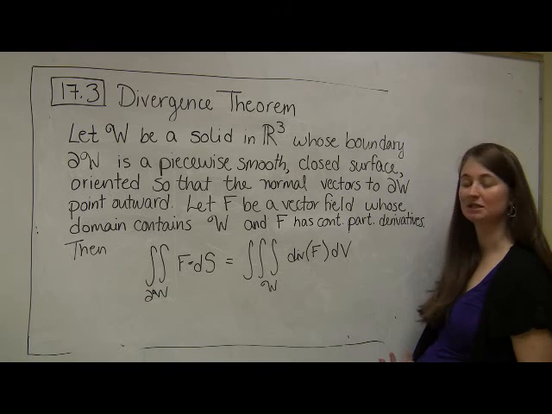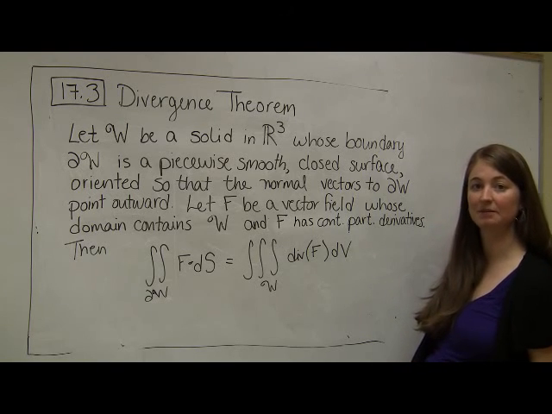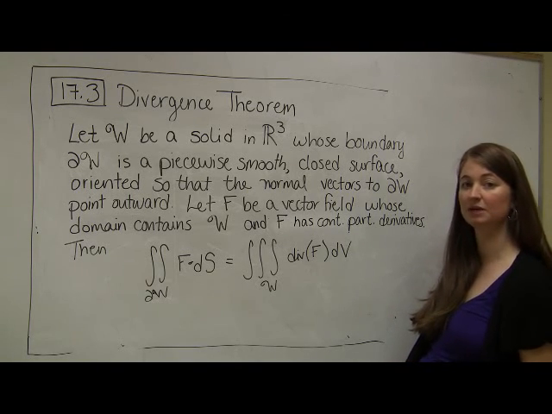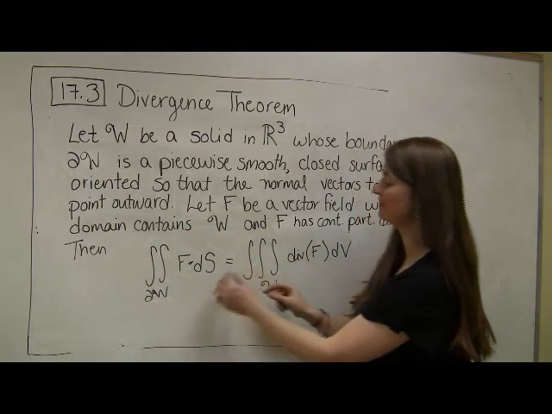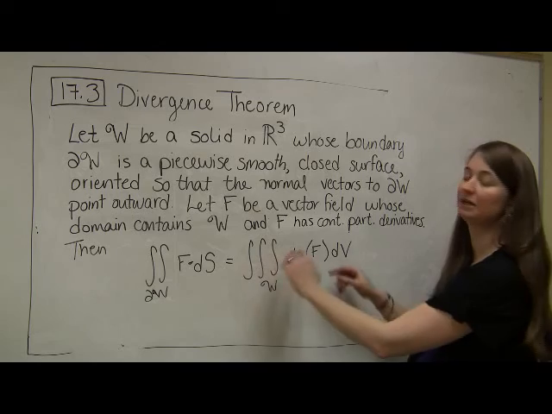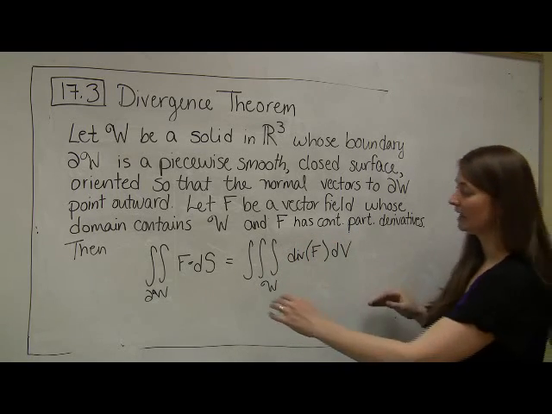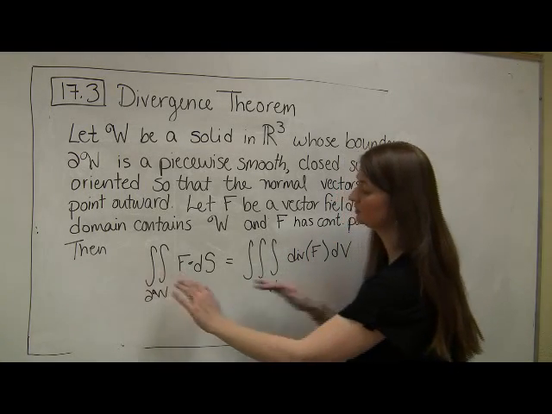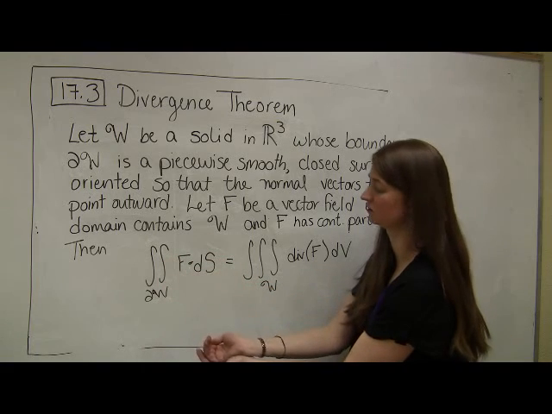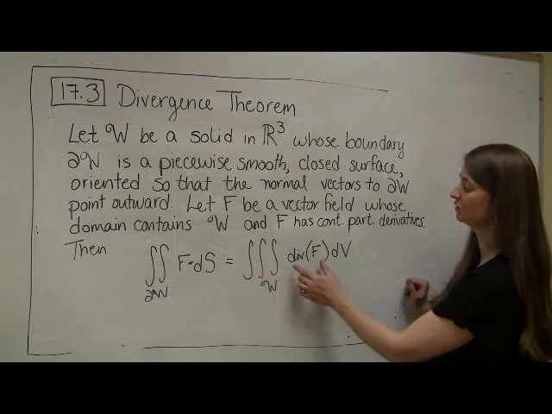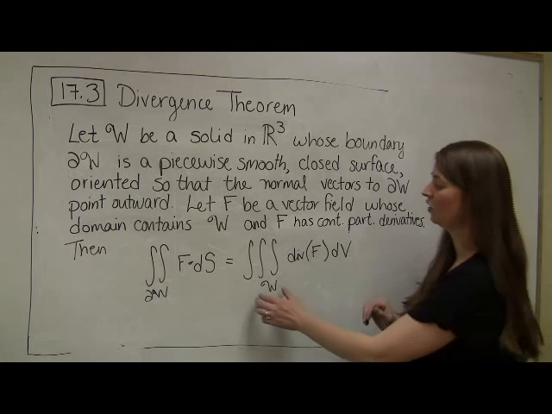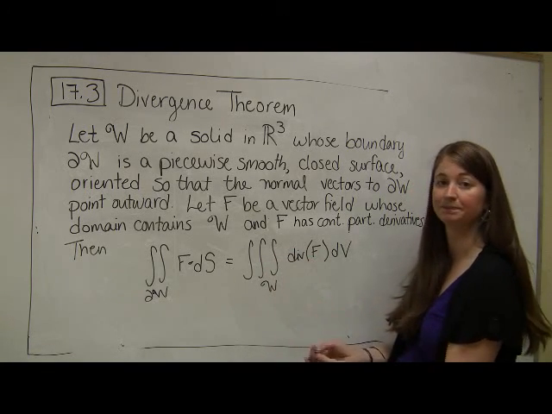So this theorem is very similar to some of the theorems that we saw before, only in the previous theorems we were looking at, we had boundaries that were just lines, and then we were setting them equal to double integrals over surfaces. And now we have a double integral, which in this case is over a closed surface, and it's going to be set equal to the triple integral of the divergence of F over that entire volume.